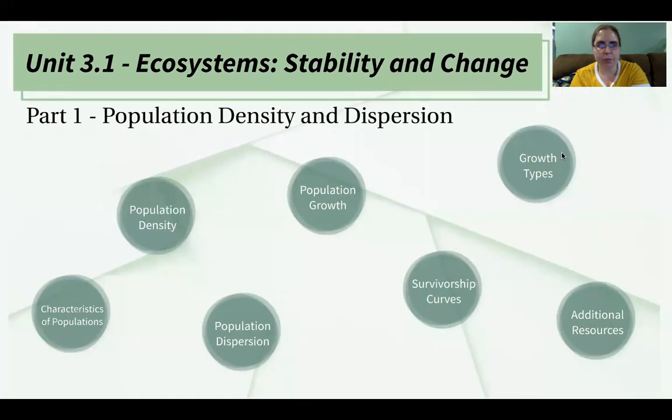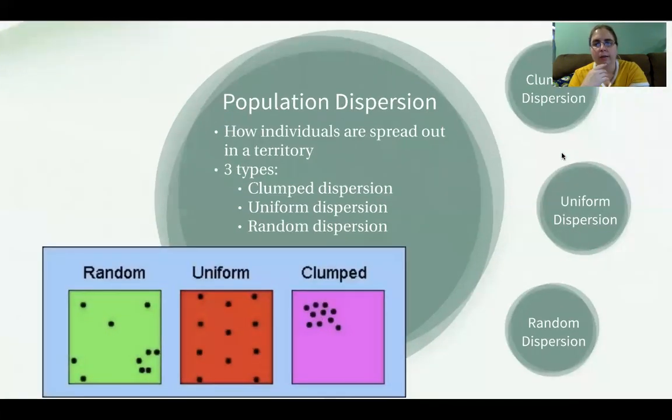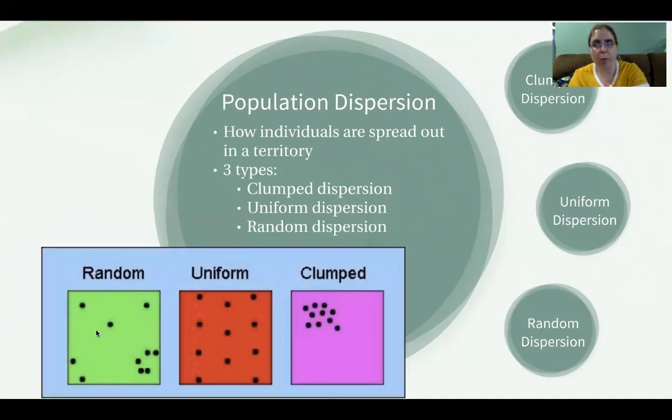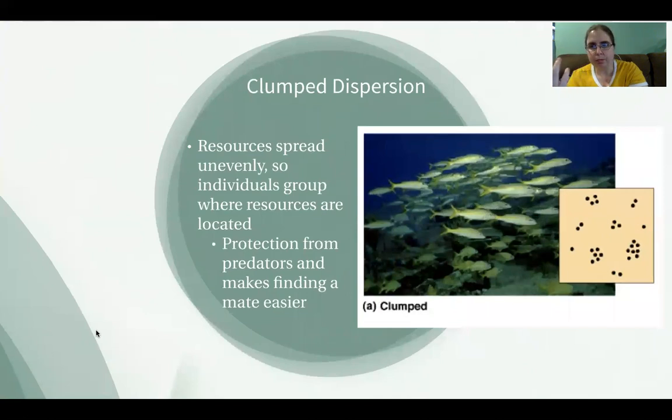Let's talk a little bit about population dispersion. So this is looking at how the individuals of that population are spread out within a territory. There are three types. There's clumped, which we see here, uniform, and random. I'm going to talk a little bit about each one. I'm going to show you the picture, give you some examples. And we'll start off talking about clump dispersion.